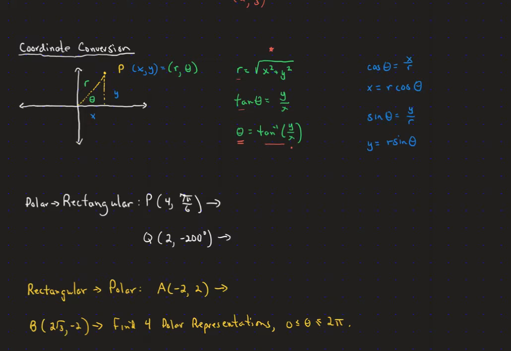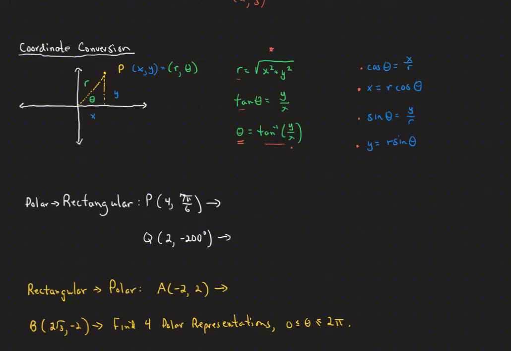And likewise, if we know the r and the theta, then we can find x and y using the relationship that comes from cosine theta being adjacent over hypotenuse. Therefore, multiplying by r gives us x is equal to r cosine theta. And similarly, since sine theta is opposite over hypotenuse, we get that y is equal to r sine theta.